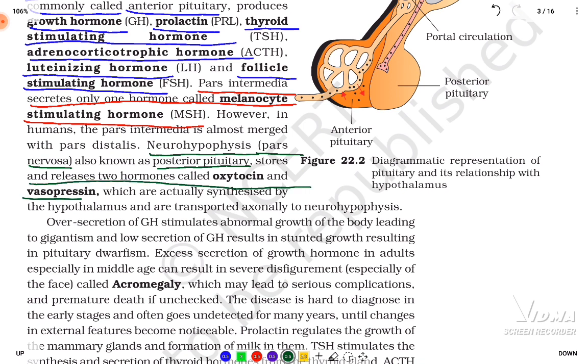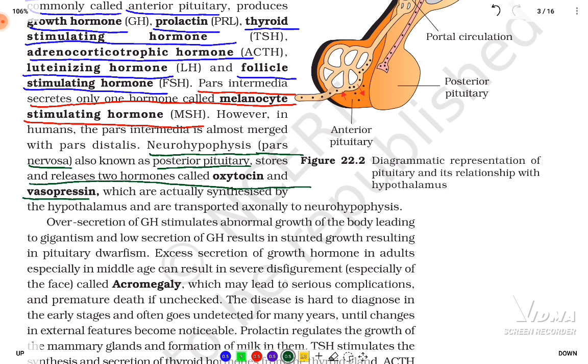Both the hormones are very important, because they are helpful for many things: they act upon the mammary glands, and they act upon the uterus during childbirth. So oxytocin and vasopressin. Oxytocin is basically to contract your muscles, and vasopressin is to relax or release your muscles. That is how you have to remember it. So the neurohypophysis, consisting of the pars nervosa, releases two hormones, oxytocin and vasopressin, which are actually synthesized by the hypothalamus and are transported axonally to the neurohypophysis.